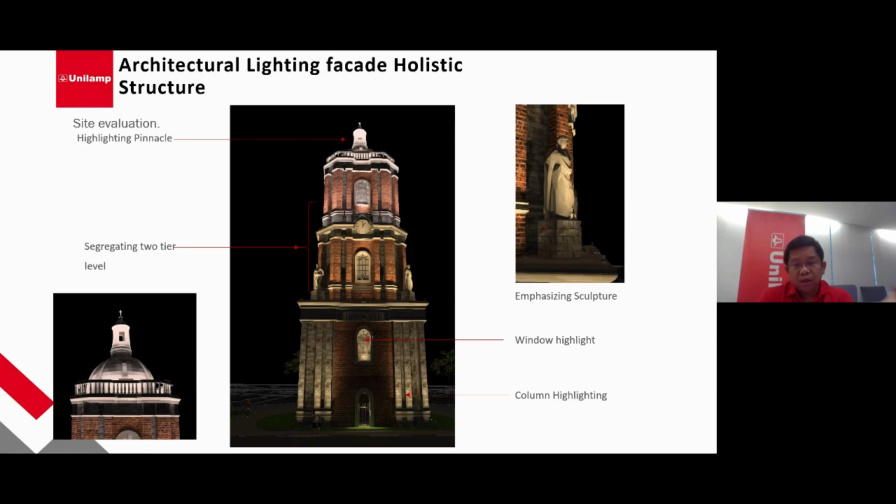So what are the concepts that we adopt? In order to give some emphasis or some highlights, I try to create like two tiers of lighting color. For the two-tier level, I use the warm color from the podium to the second layer, and on the upper part I use 4000K to make that one more white, like floating on the clouds. So this is what I did.